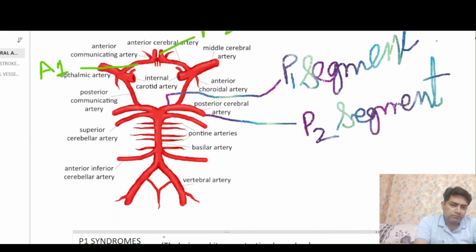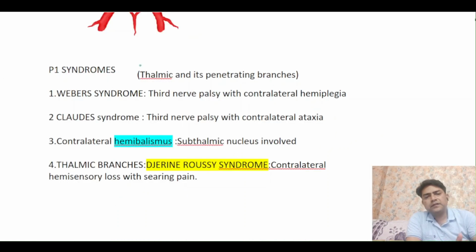Now see the P2 segment, which is after the posterior communicating artery. This is supplying the occipital lobe and the temporal lobe. This is very important for you to understand. Based on this, we'll deal with the P1 and P2 syndromes, and all of them are named syndromes. They are very important because they can be asked in the future as part of your MCQ. There are four main syndromes which are important for you as an entrance exam student to understand, and you must have studied them in your neuroanatomy classes also.